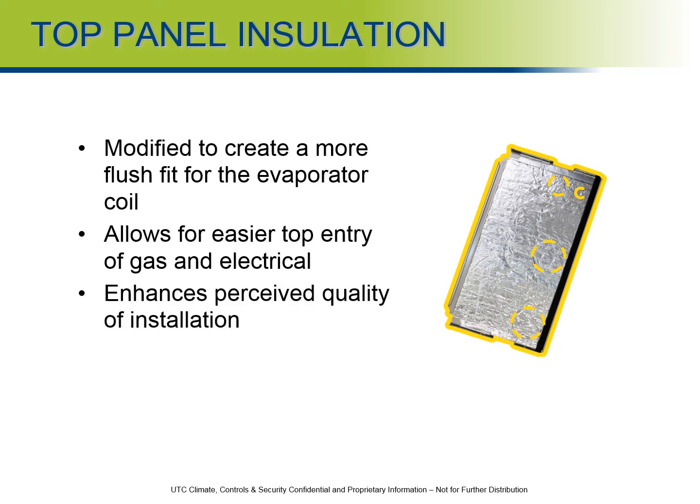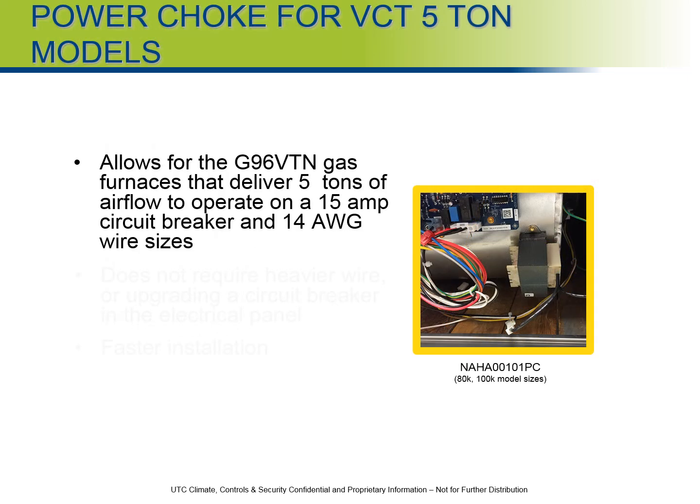Enhances perceived quality of installation, and ultimately resulting in faster installation. All right, on the 5-ton variable constant torque model furnaces, so this would be the G96 VTN or the F96 GTN, whether you're a Comfort Maker dealer or a Tempstar dealer.